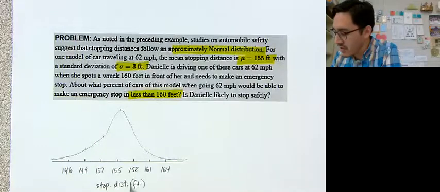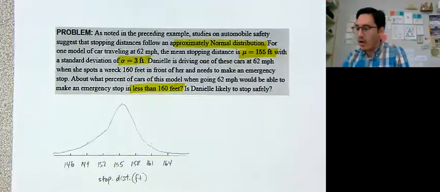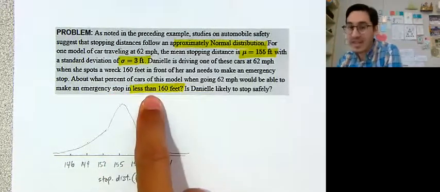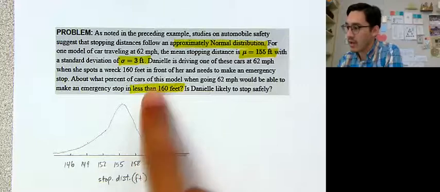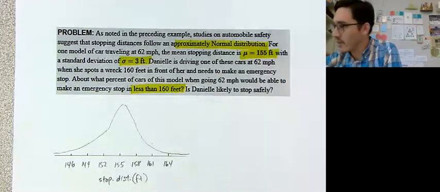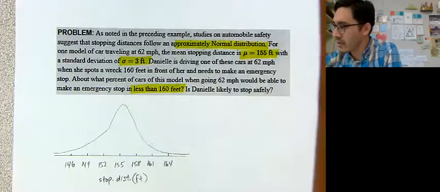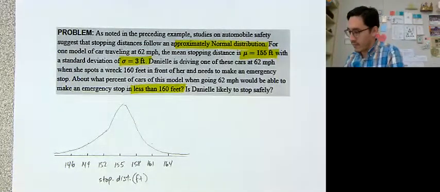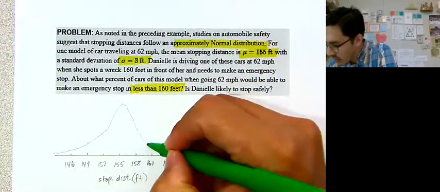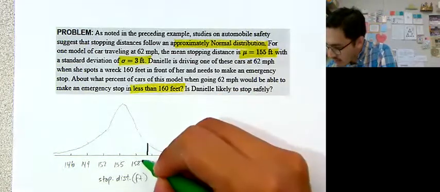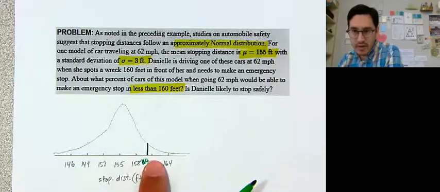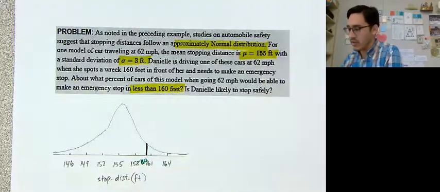with units of feet. All right, so the question is, what percent of cars will be able to stop in less than 160 feet? Okay. So let's figure out where 160 is. Let's use screen. Okay, so here's 158 and here's 161. So 160 would be almost 2 standard deviations away, but not quite 2 standard deviations away.